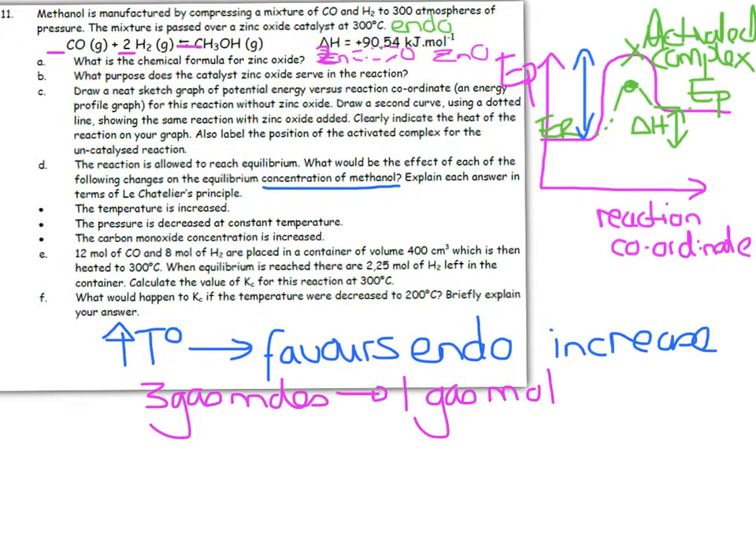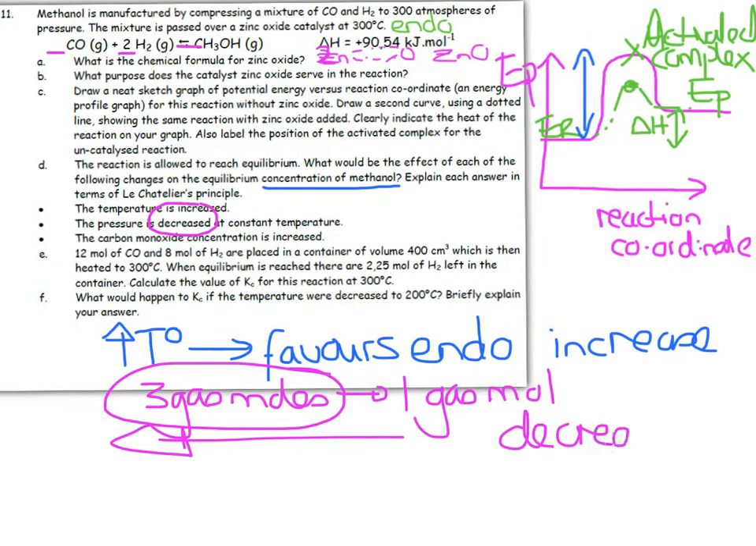Remember, it's only the moles of gas that count. We want to decrease pressure, so we want to take up as much space as possible. So we will go to the 3 gas moles. When you decrease the pressure, you go to the side with the most gas moles, and therefore, if I'm favoring the reverse reaction, I am going to decrease the concentration of methanol.